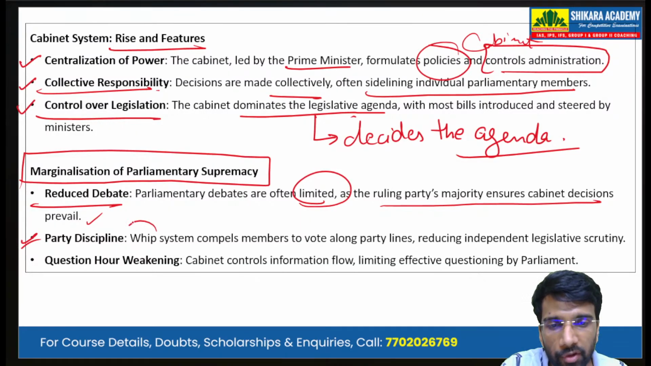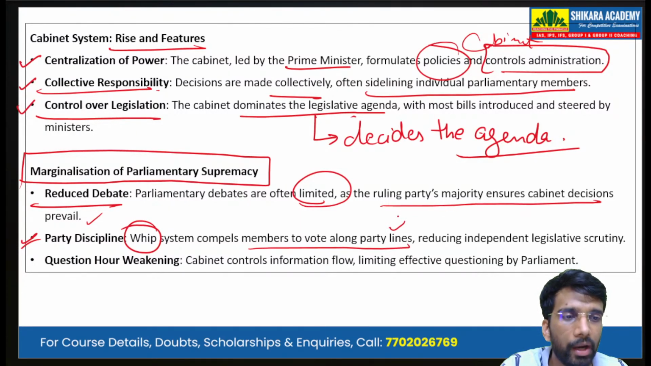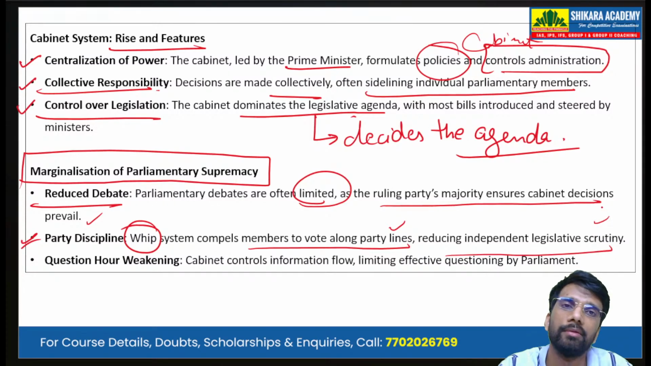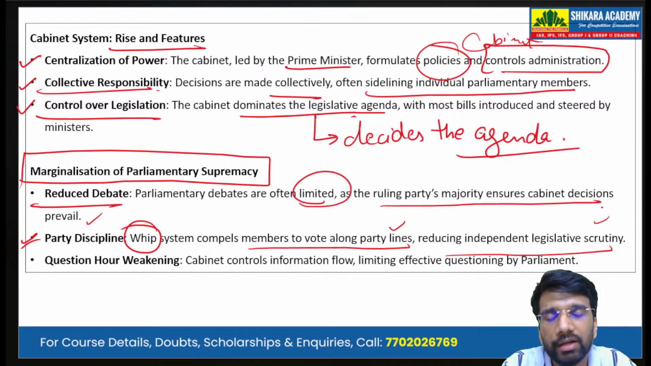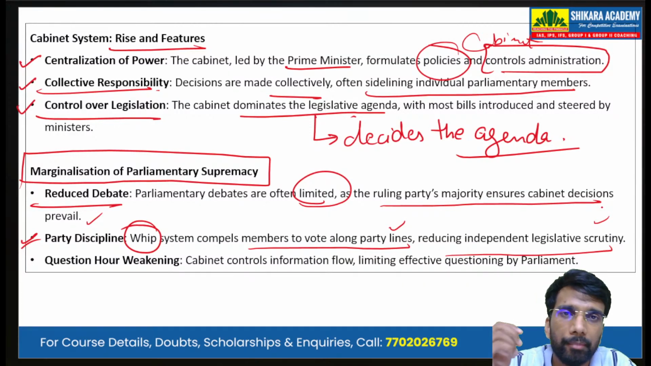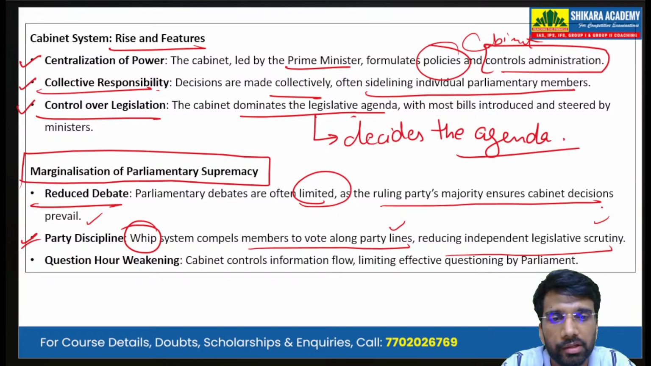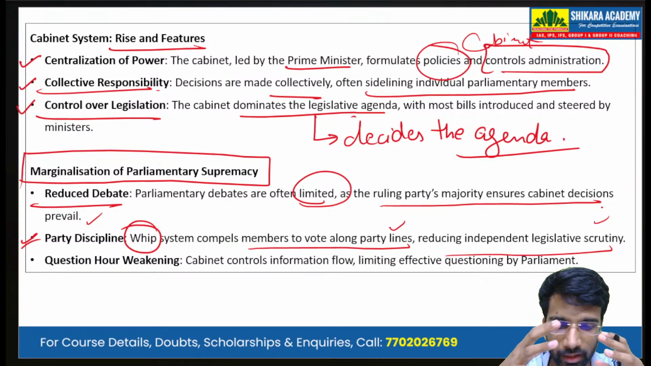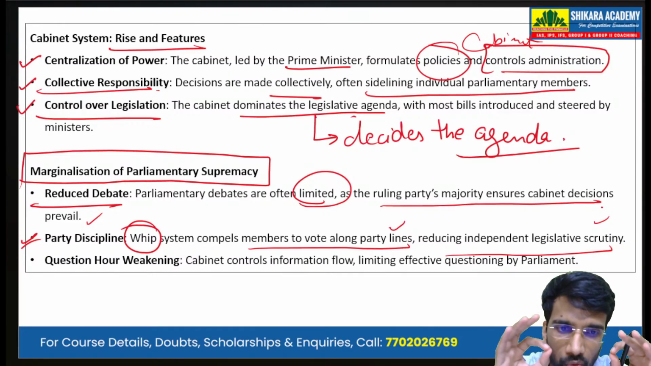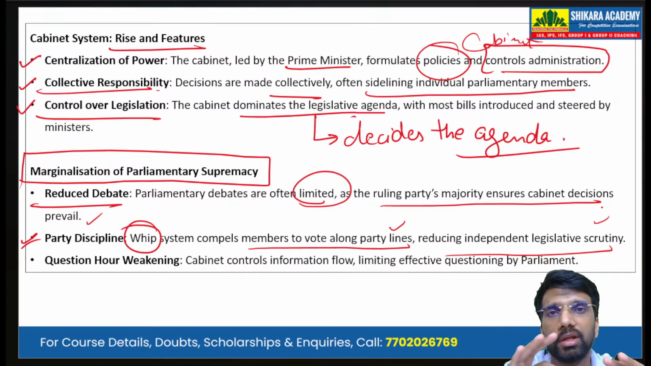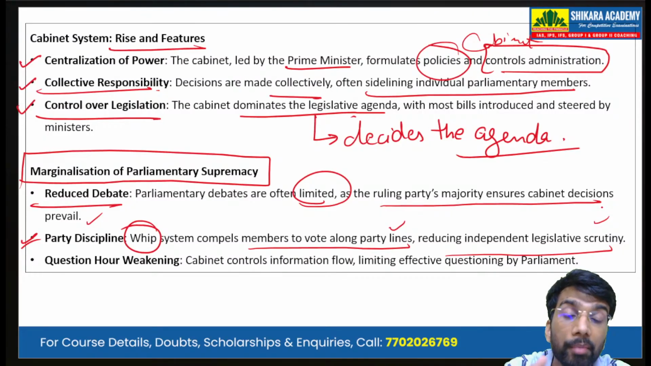Then there is party discipline. The whip system compels the members to vote along party lines, reducing independent legislative scrutiny. Now, this whip system was introduced in order to prevent the defection of members of the parliament or members of the legislatures from shifting their allegiance to different political parties. But it has one limitation: it is compelling the members of the house to go along their party lines, limiting their individual discretion and their individual parliamentary scrutiny.